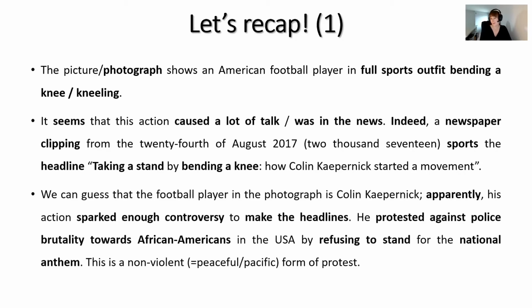We can guess that the football player in the photograph is Colin Kaepernick. On peut deviner que le joueur de football dans la photo est Colin Kaepernick. Apparently, his action sparked enough controversy to make the headlines. Apparemment, son action a suffisamment lancé la controverse, déclenché la controverse pour faire les gros titres.